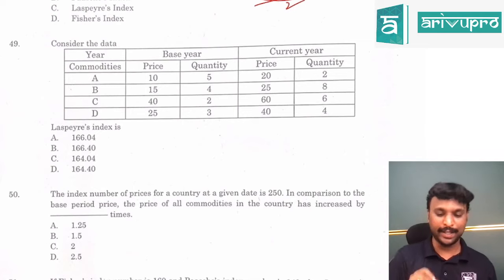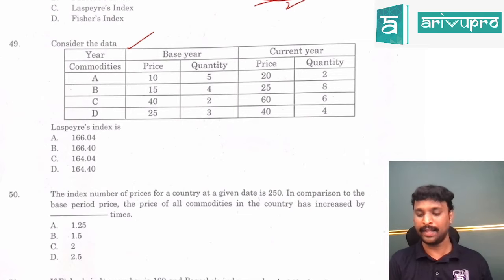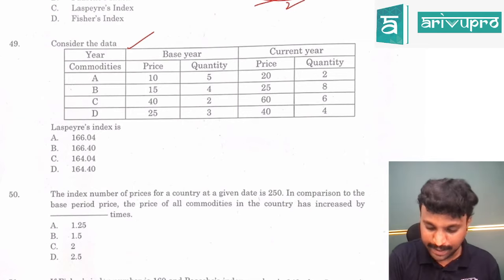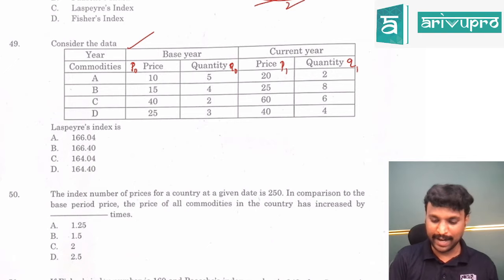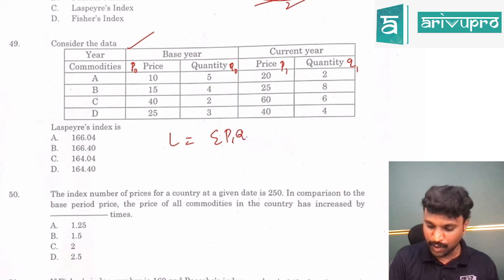All right. 49th question. Consider the data. They have given the data. So clearly base year price is P0, base year quantity is Q0, current year price is P1, and the current year quantity is Q1. So we need to find Laspeyres' index. What is Laspeyres' index? Summation P1 Q0 by summation P0 Q0.